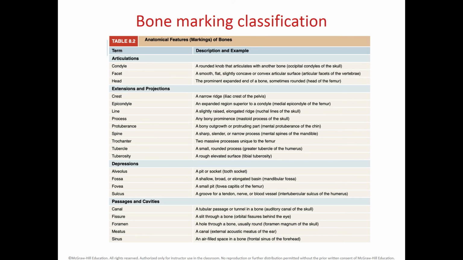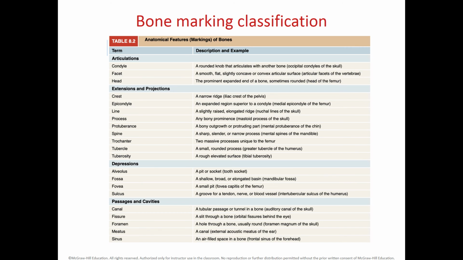Now, the bones are not featureless. They are not smooth. They have bumps and ridges or holes, and these are what we call the bone markings. The bone markings have different names, and they have different functions. So we have markings that help to form articulations. We have markings that are extensions and projections. We have markings that are depressions or grooves. We have markings that form cavities or a passage.